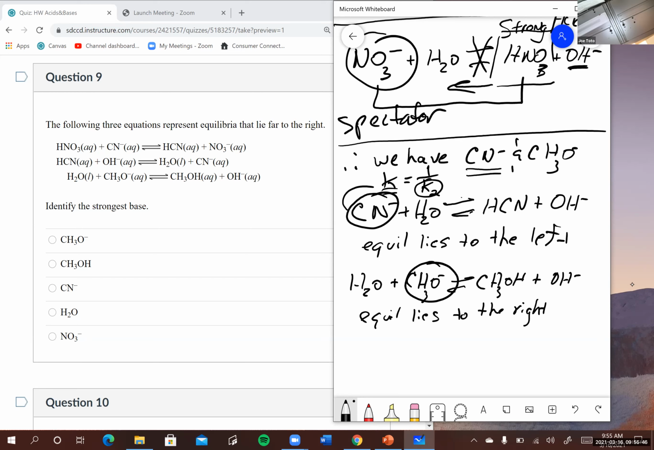The other choices, we got a spectator, we got water, which is neutral, and we got an alcohol that, if anything, is a very weak acid. Most of the time, we don't even consider alcohols as acids because that bond here is still fairly strong.